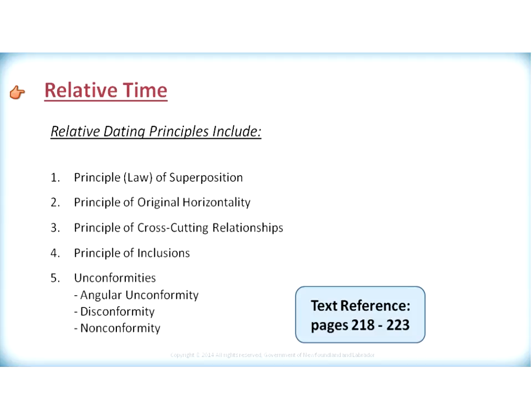When finding relative time, geologists usually use a series of relative dating principles. These relative dating principles include the law of superposition, the principle of original horizontality, the principle of cross-cutting relationships, the principle of inclusions, and unconformities. When we look at unconformities, we will focus on three different types of unconformities. One being an angular unconformity, number two being a disconformity, and number three being a nonconformity.